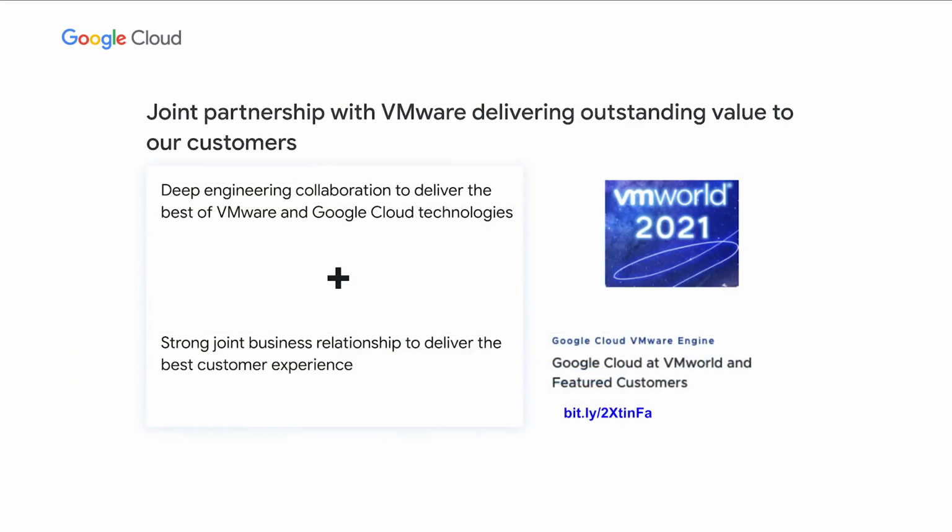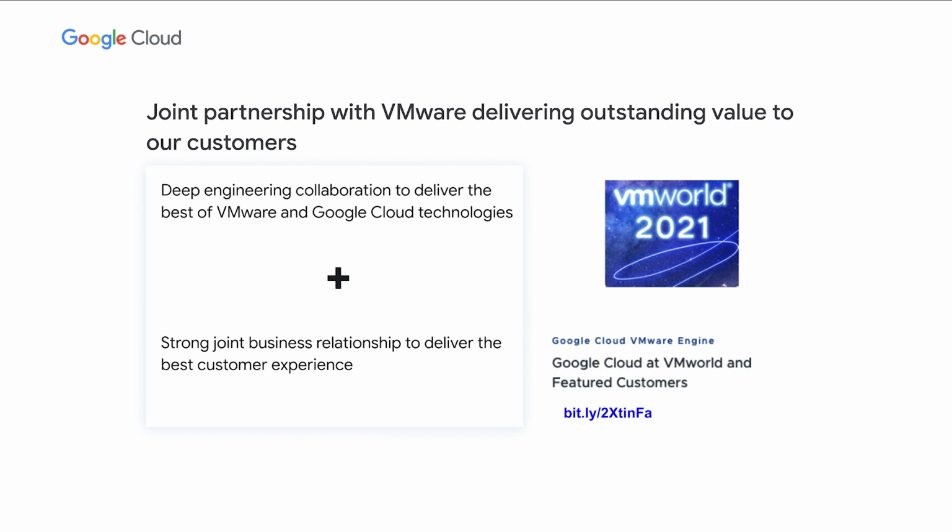I want to highlight that we have a really strong partnership with VMware to make Google Cloud VMware Engine happen. And the partnership is not just at the technology and engineering level. Our collaboration extends far beyond that to ensure that our customers have a smooth experience with the service. To find out more, I encourage you to check out the sessions and the customer conversations at VMware's marquee event that just happened, VMworld 2021. You can also check out the blog post. The link is indicated on the slide.